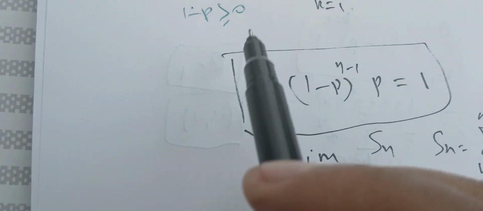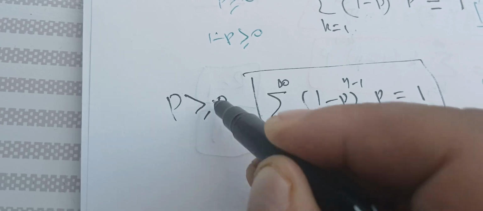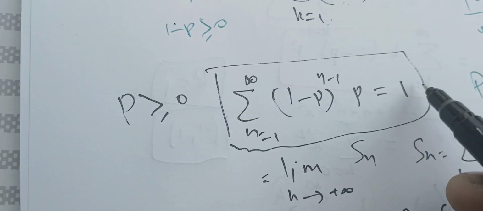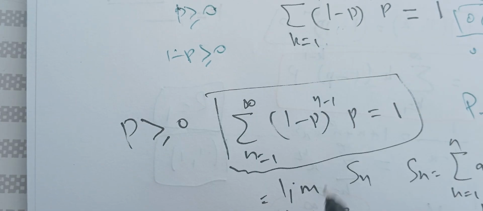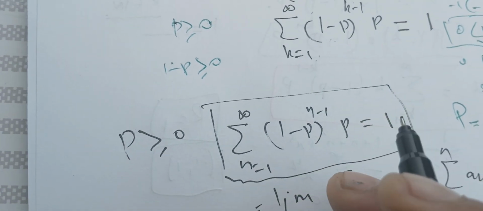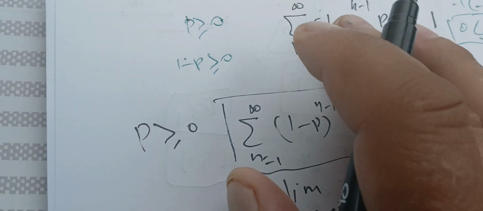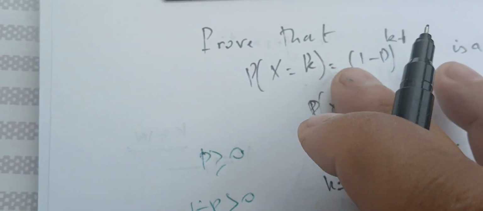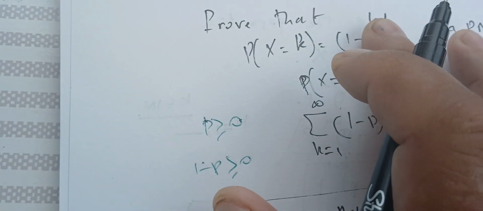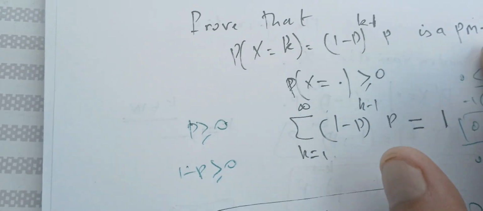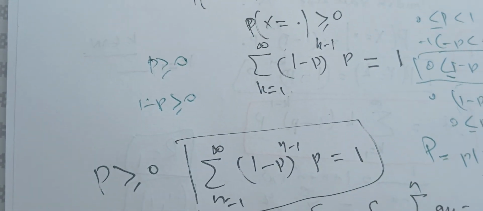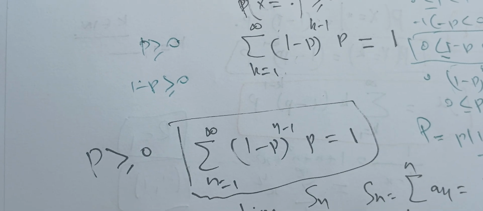And now I have shown these two things: that P is bigger than 0, and the sum here is 1. This means that this geometric random variable, which has this distribution given by (1 minus p) to the power k minus 1 times p, is a probability mass function. We are using series to see that series can help a lot.